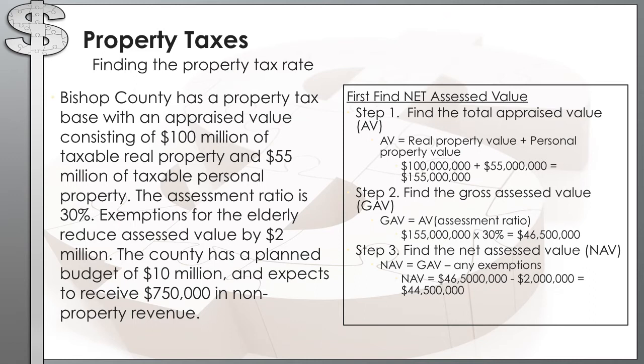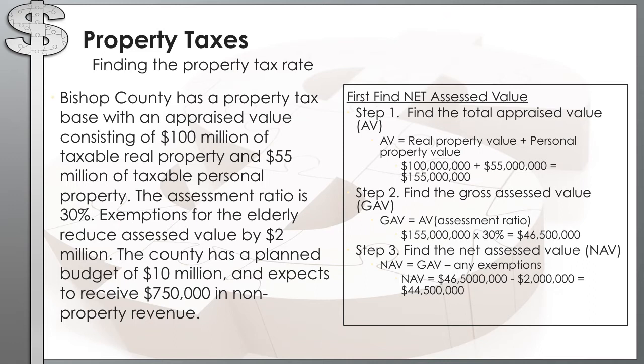So now find the gross assessed value. Well, all we do here is basically apply the assessment ratio to our appraised value. So we take the $155 million and multiply that times 30%, and that gives us a gross assessed value of $46,500,000.